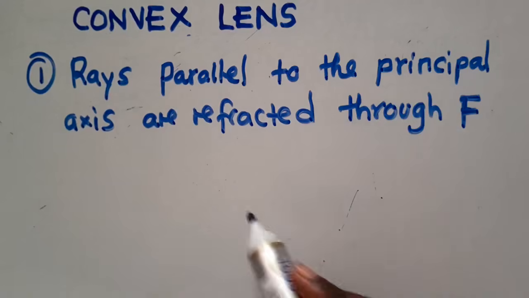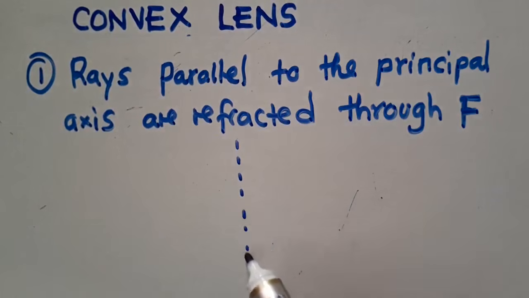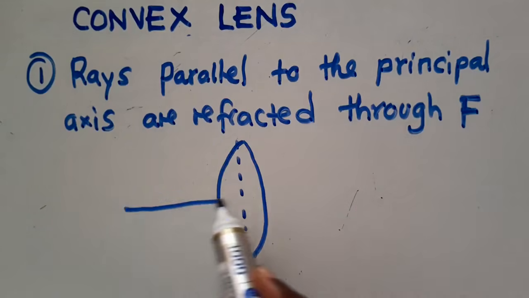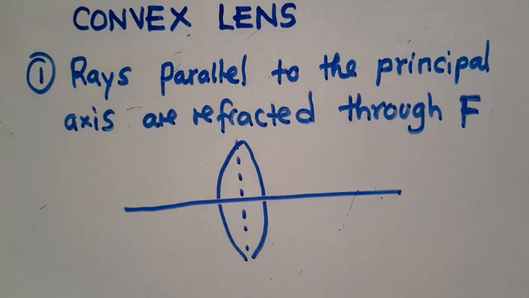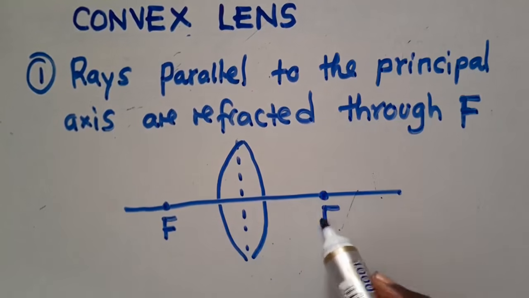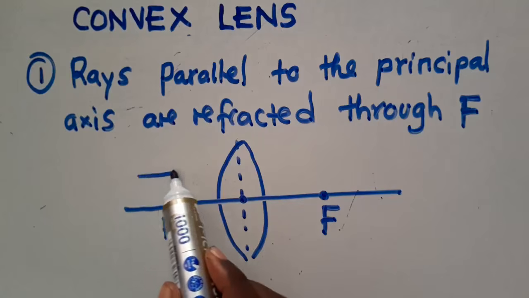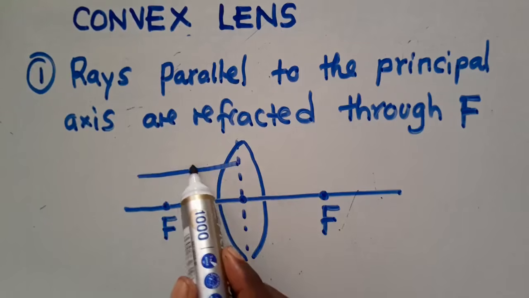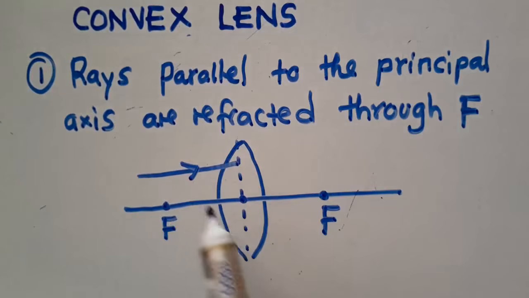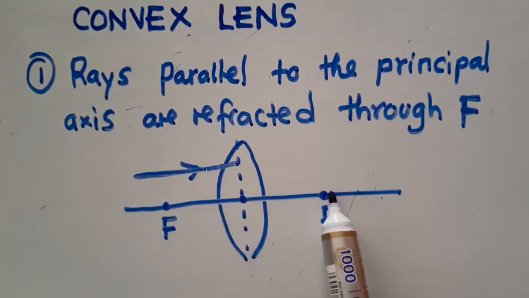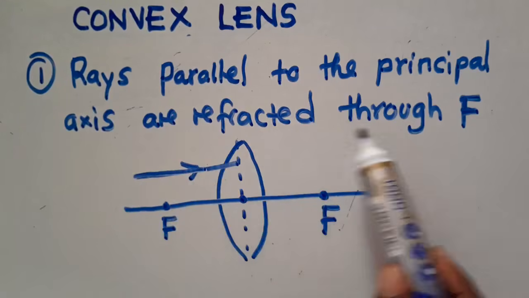So let's say we've got a lens like this. I'm just drawing to help you understand what I'm saying. Here is the focal point, and there also the focal point. Then here we've got what we call the optical center. So a ray that is parallel, coming like this, straight like this, is parallel to the principal axis. So these rays are refracted through F.